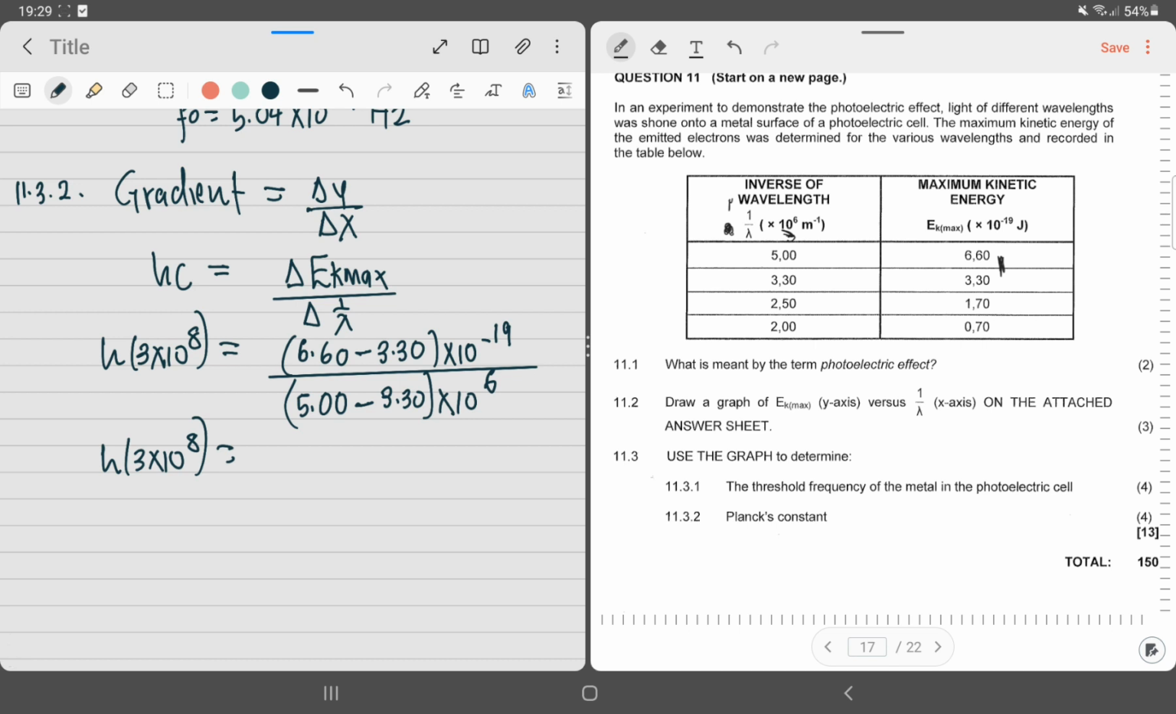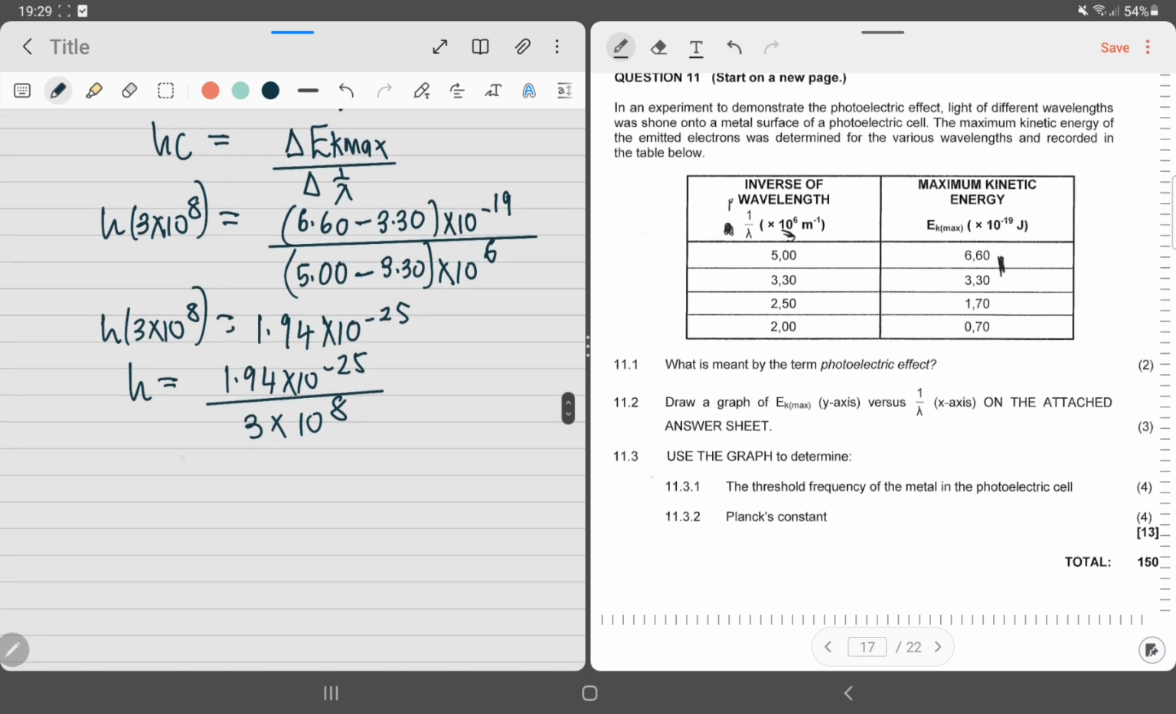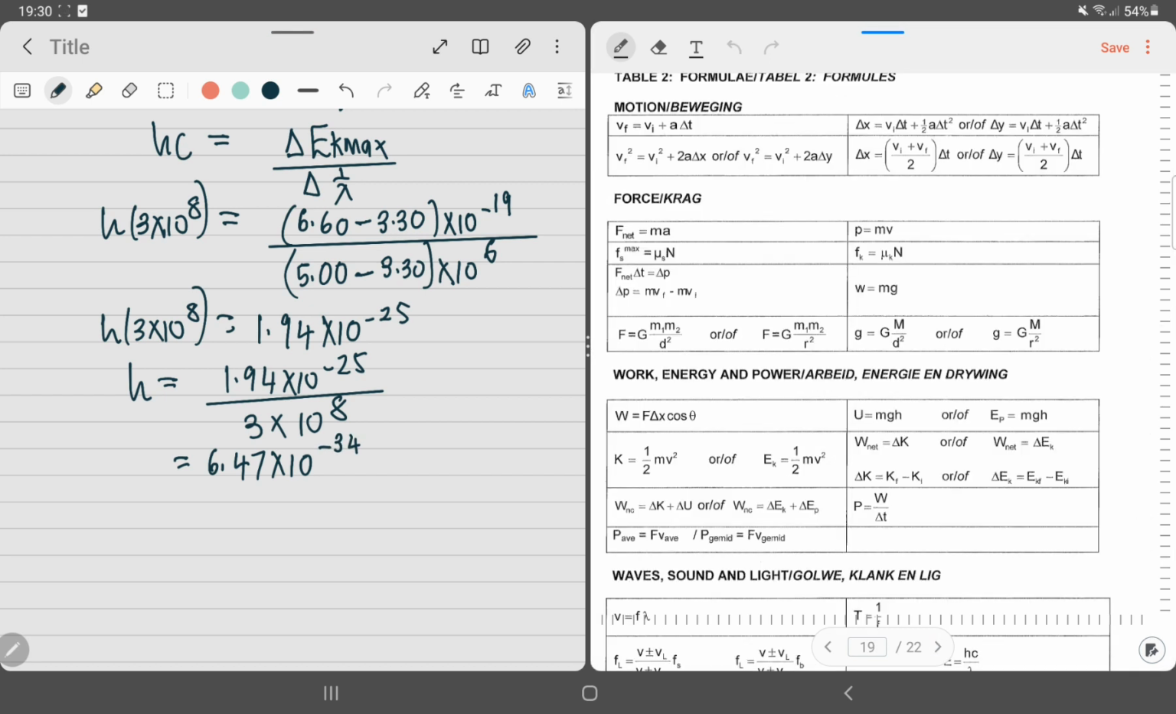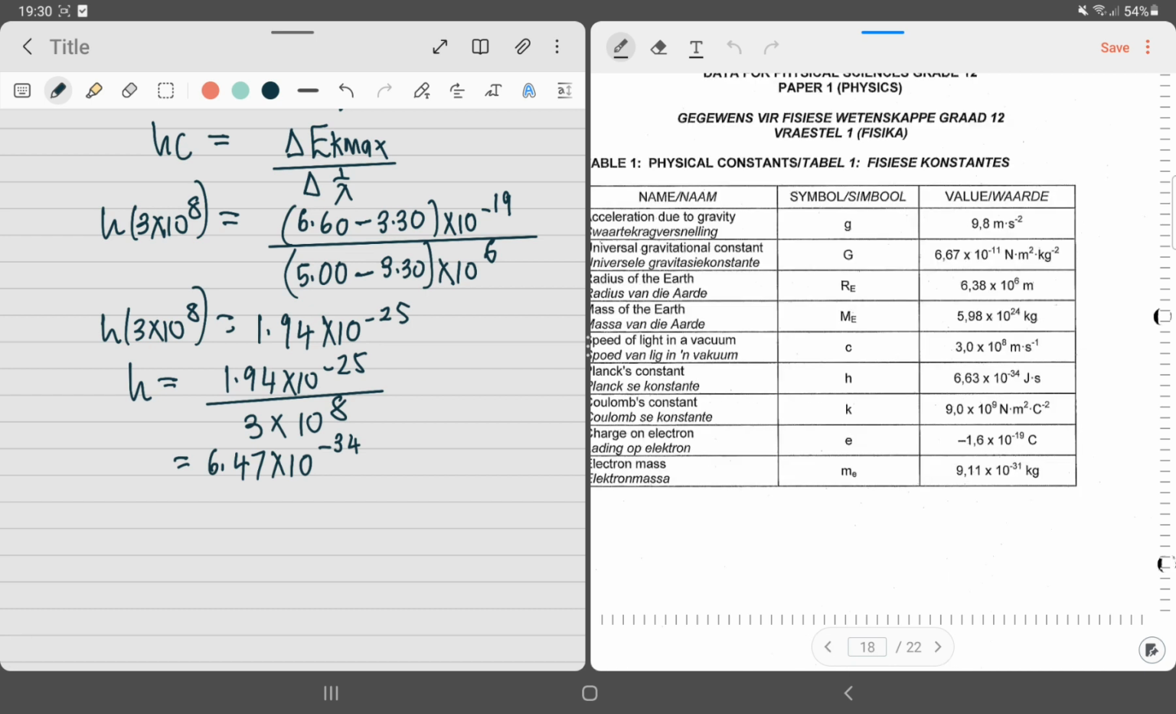(6.60 minus 3.30) times 10 to the exponent of negative 19 over (5.00 minus 3.30) times 10 to the exponent of 6. So I'm getting 1.94 times 10 negative 25. h should be equal to 1.94 times 10 negative 25 all over 3 times 10 to the exponent of 8. So I'm getting 6.47 times 10 negative 34. The units for Planck's constant, I believe it's joules second.